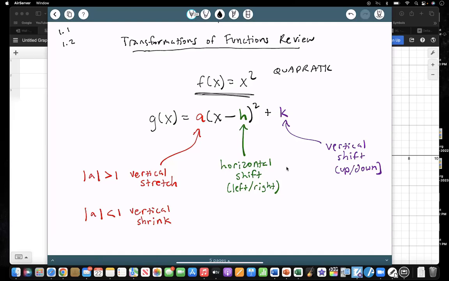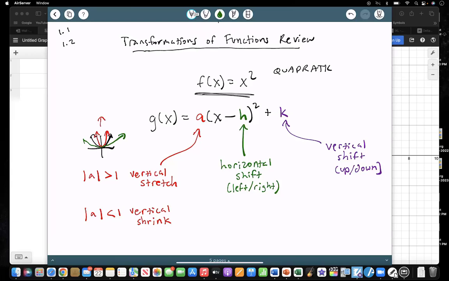So in general, we said if I put a coefficient in front of the function, or in this case, in front of the x, that's going to be either stretching it or shrinking it. So stretch, we said, if you have a parabola and you're stretching it away from the x-axis, it becomes narrower, right? So that would be a vertical stretch, like a rubber band if you're stretching it away, versus if you're shrinking it, then it's going to become wider.